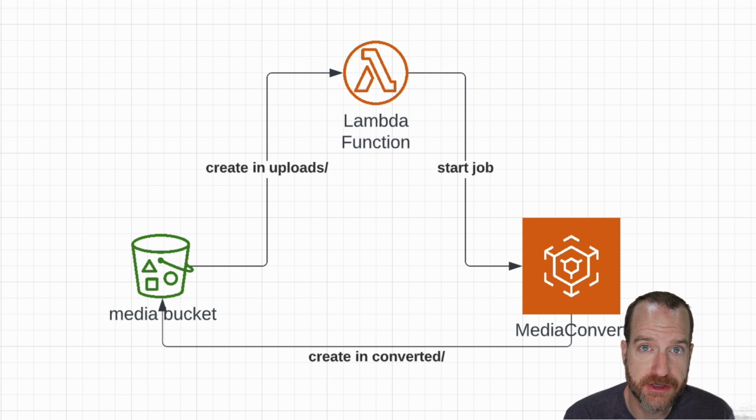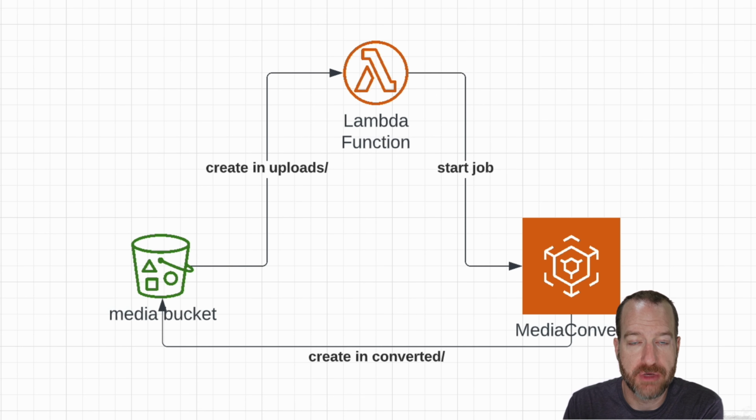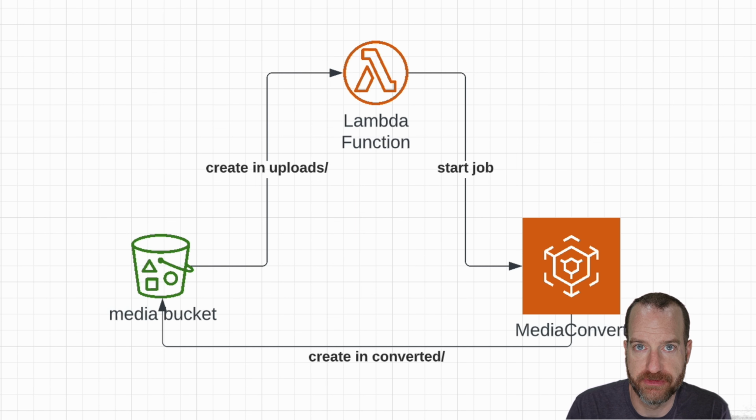The Lambda function's job is going to start a MediaConvert job over in the MediaConvert service. And when that's done, the job says to write the file back into the bucket in a converted prefix. So drop a file into a bucket, Lambda, MediaConvert, back into the bucket. So very simple architecture for just converting and transcoding media files.